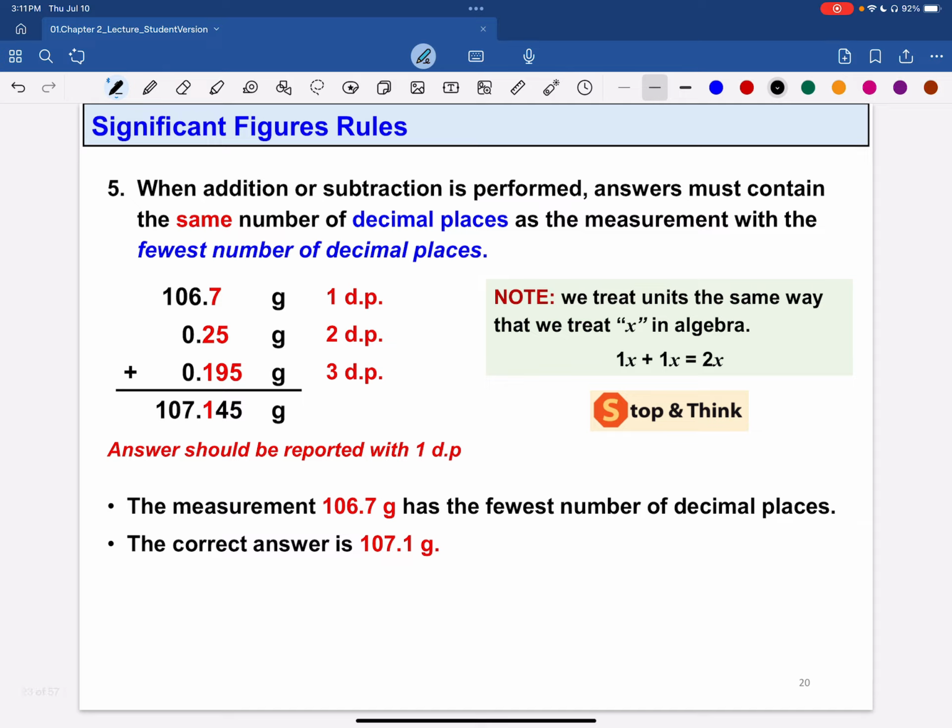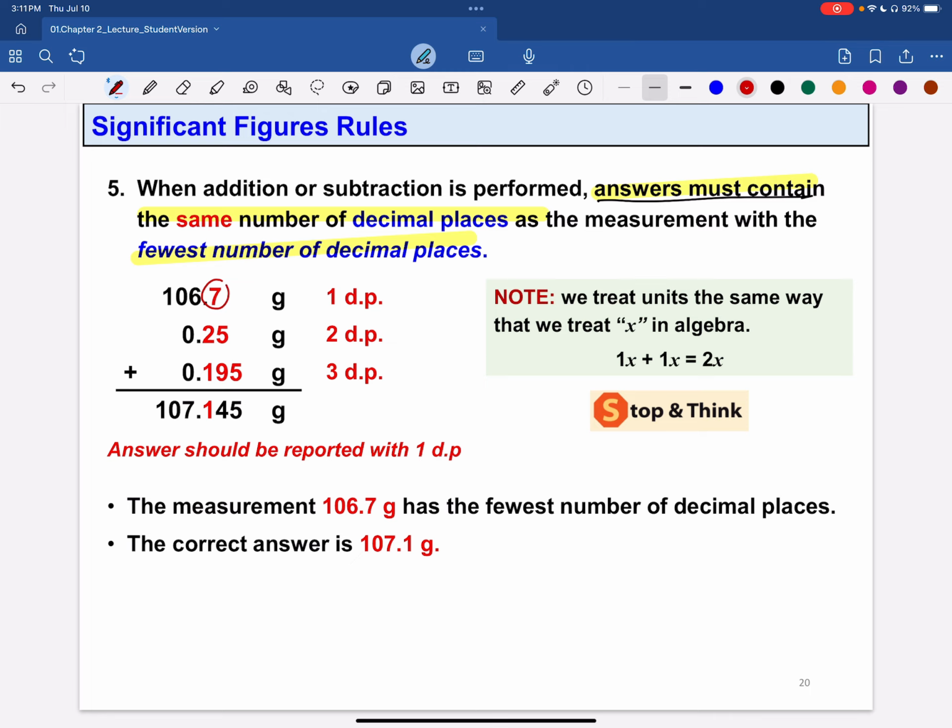Now, add and subtract. When you add and subtract, the answer must contain the same number of decimal places as the measurement with the fewest number of decimal places. Now, keep in mind, at this point I say decimal place, not significant figure, okay? So, have it here.